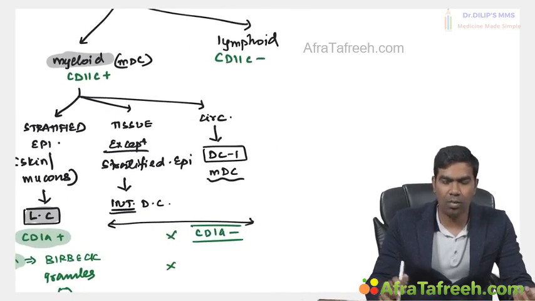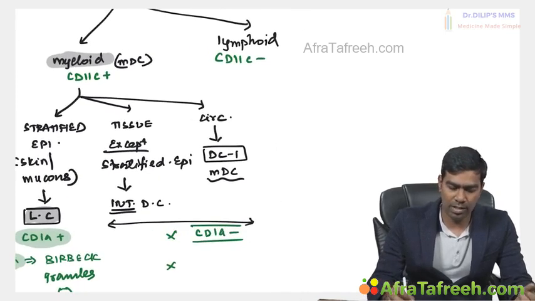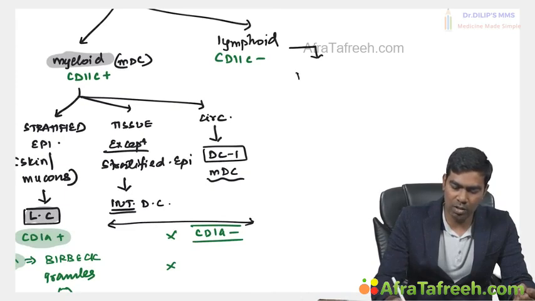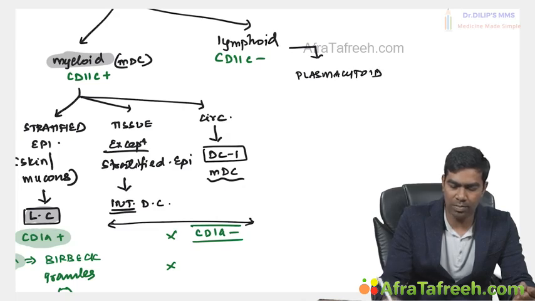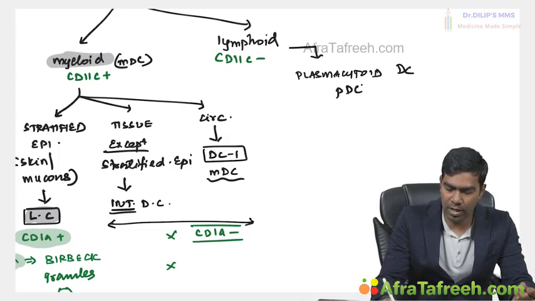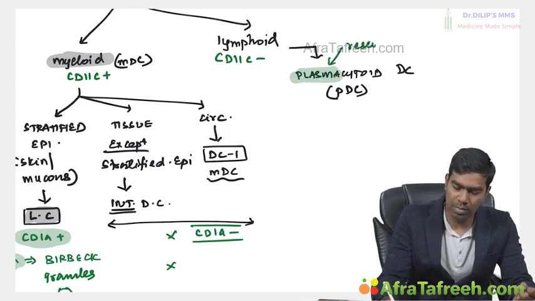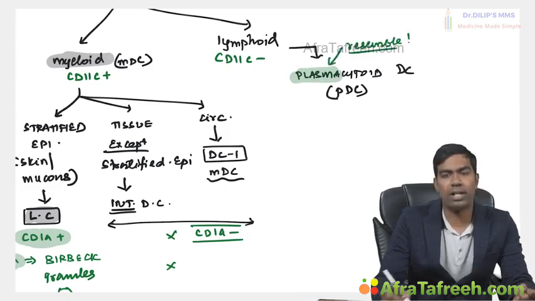And if you ask me what the lymphoid dendritic cells are, lymphoid dendritic cells are also referred to as plasmacytoid dendritic cells, or you can call them PDCs. Why are they called plasmacytoid dendritic cells? Because they resemble plasma cells. That is the reason why they are called plasmacytoid dendritic cells.